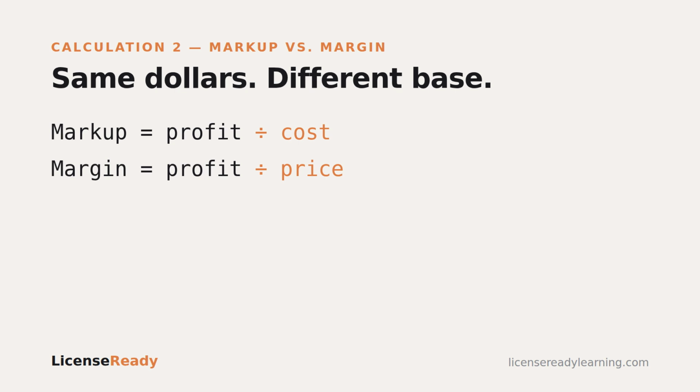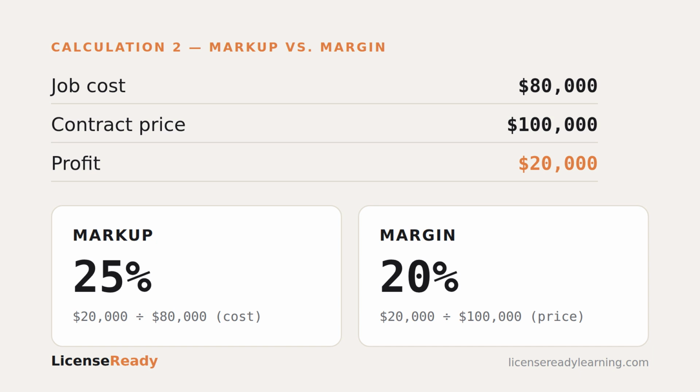Number 2, markup versus margin. This is the single most reliable wrong answer on the exam, because in the field we use the words interchangeably. The exam does not. Markup is profit as a percentage of cost. Margin is profit as a percentage of price. Same dollar, different base. Your cost on a job is $80,000 and you charge $100,000. The $20,000 difference is a 25% markup, 20 over 80. But it's a 20% margin, 20 over 100.